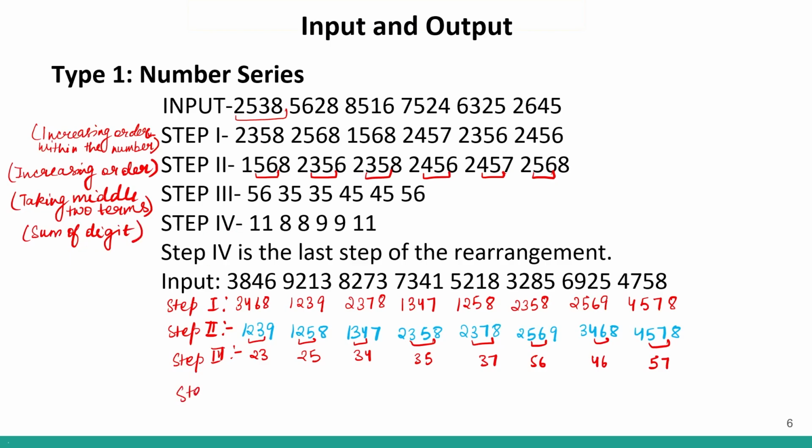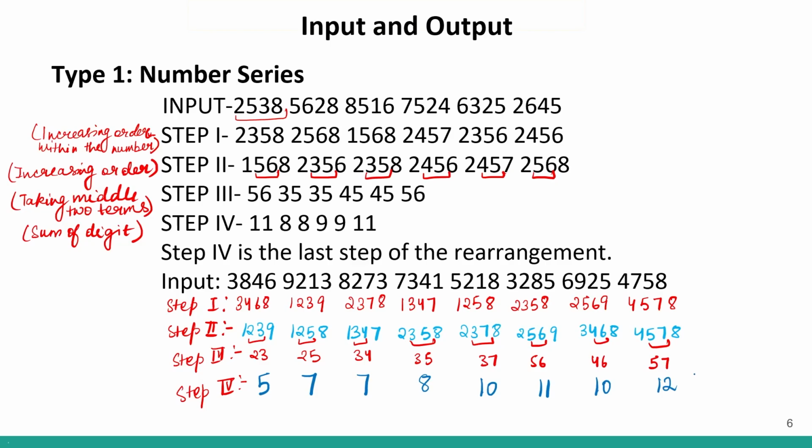So we will follow this in step 4 also. So we'll take the sum of the previous digits. So 2 plus 3 will give me 5. 2 plus 5 will give me 7. 3 plus 4 will give me 7. 3 plus 5 will give me 8. 3 plus 7 will give me 10. 5 plus 6 will give me 11. 4 plus 6 will give me 10. And 5 plus 7 will give me 12.